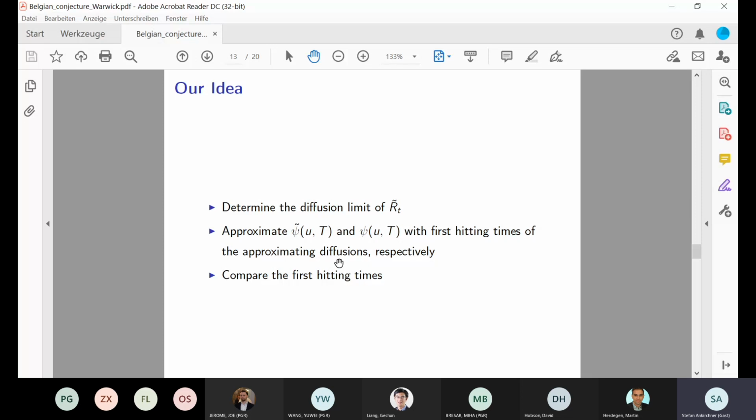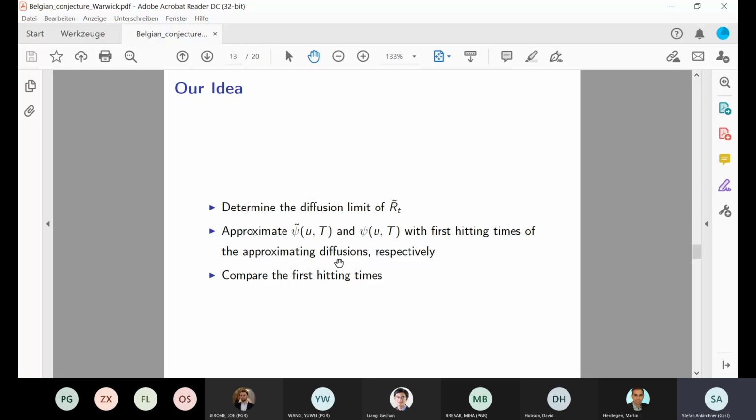Nabil Kazi-Tani is working at an insurance and finance institute in Lyon. It's quite a big institute there, called ISFA. And in some discussions, he mentioned this problem, and then we started looking at it.